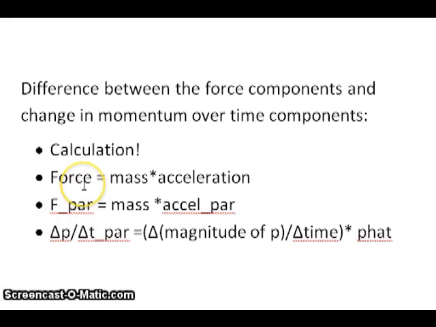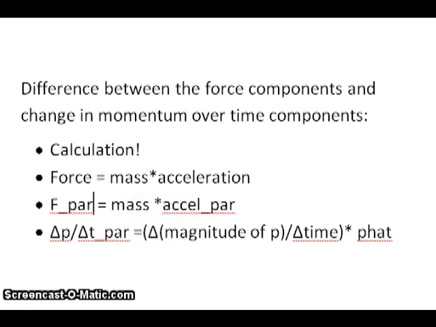So for force, you can do force equals mass times acceleration, and then you can find the parallel component of force using mass times the acceleration in the parallel direction, so the parallel component of acceleration. And this is equal to the parallel component of the change in momentum over time. However, this component can be calculated by doing the change in magnitude of momentum divided by time times the unit vector of momentum. So these two equations right here will end up with the same number, but the way they get there is different.